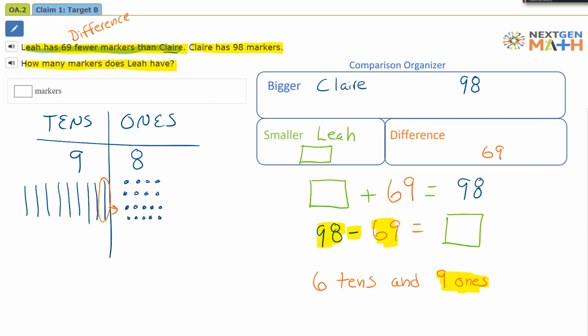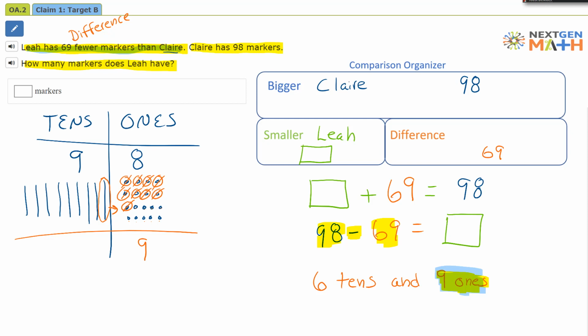So in our problem, let's go back to what we wanted to do. We wanted to do what? So we wanted to subtract 9 ones. So to subtract 9 ones, we're going to subtract 1, 2, 3, 4, 5, 6, 7, 8, 9, which means we have 1, 2, 3, 4, 5, 6, 7, 8, 9 dots left, or 9 ones.